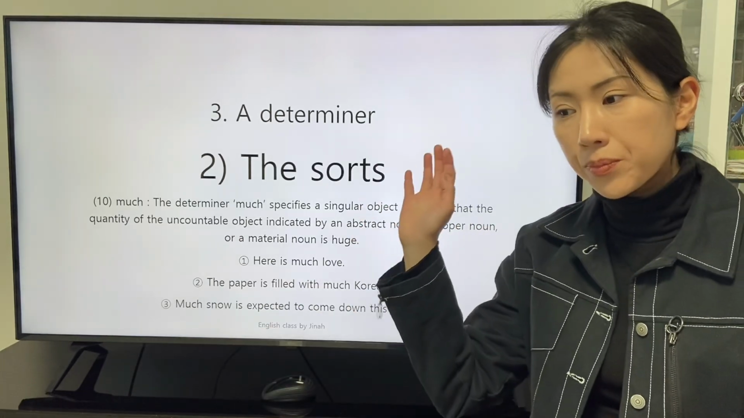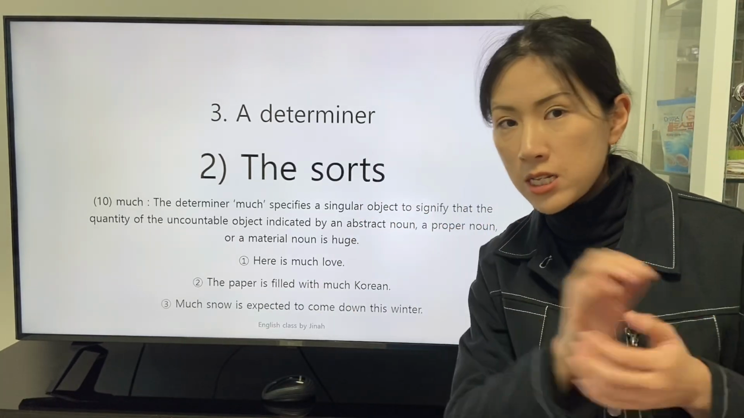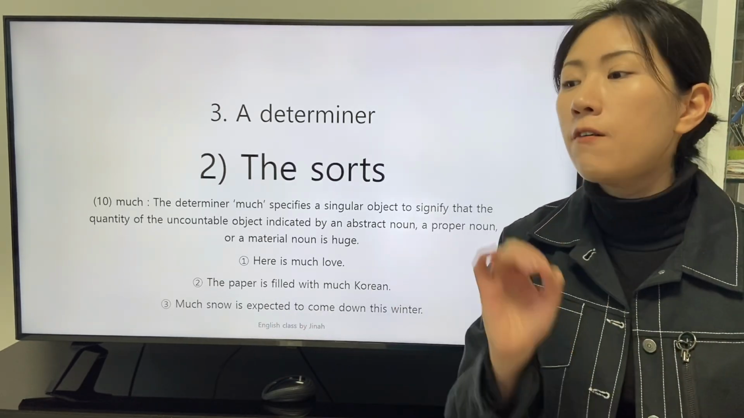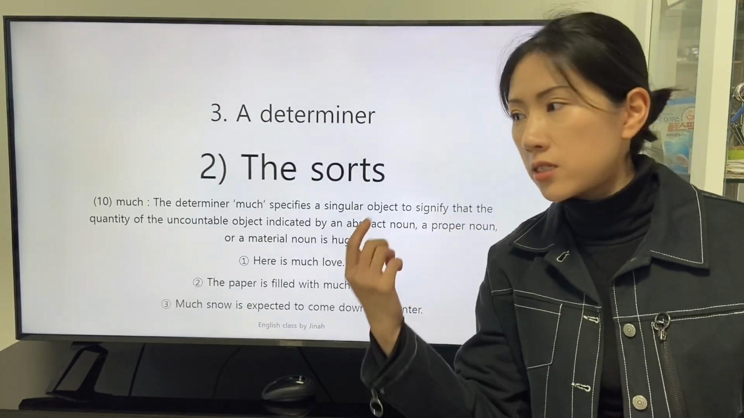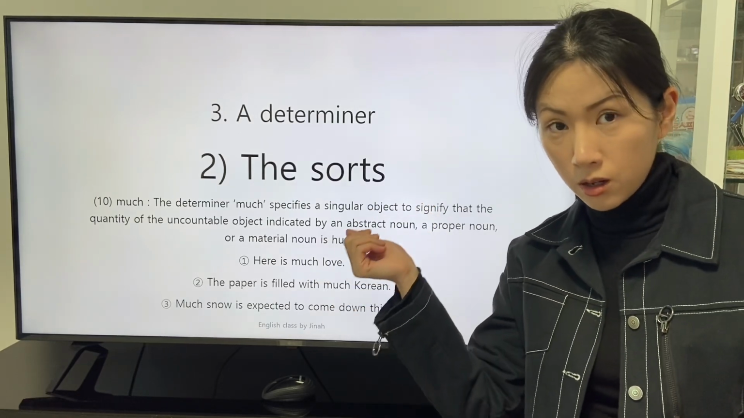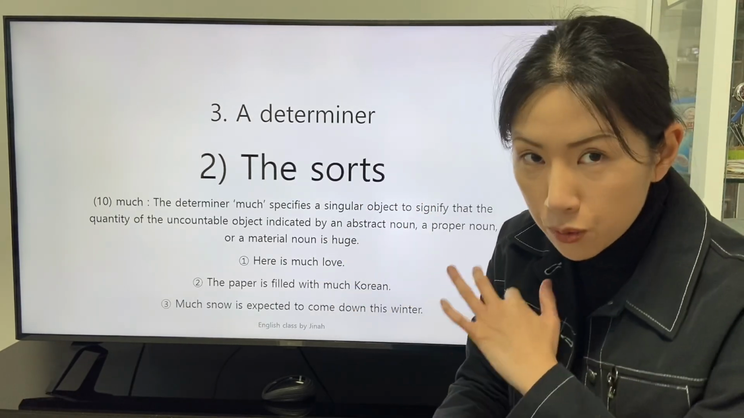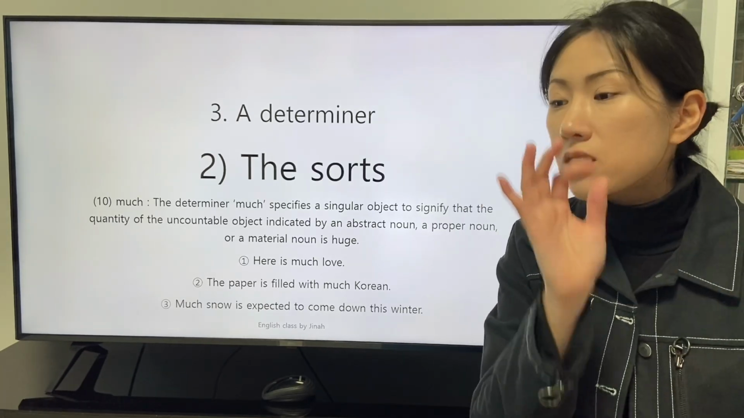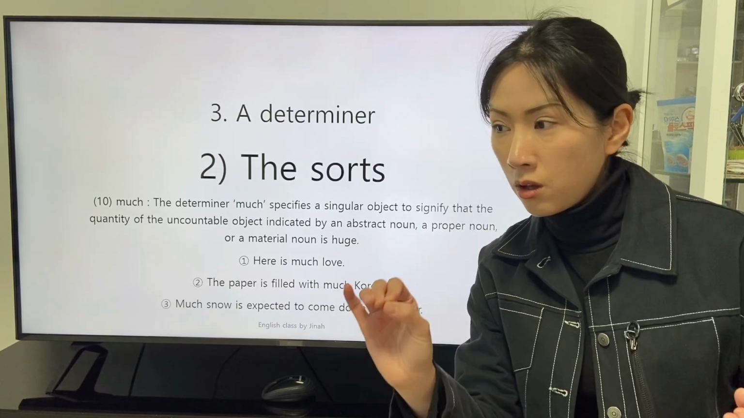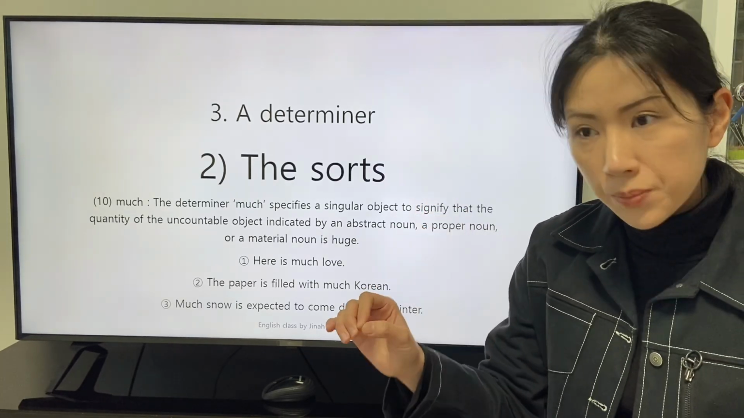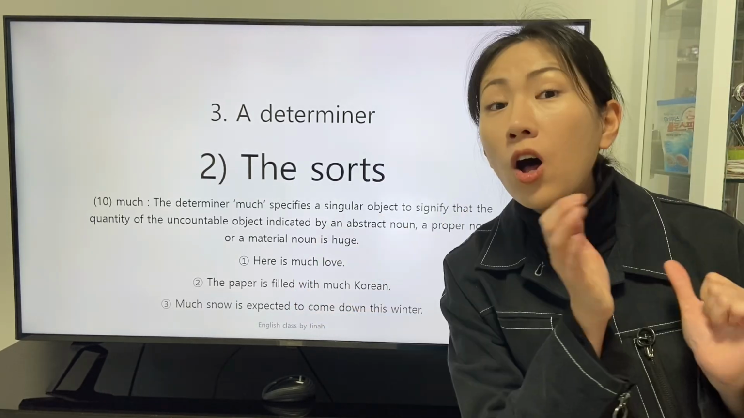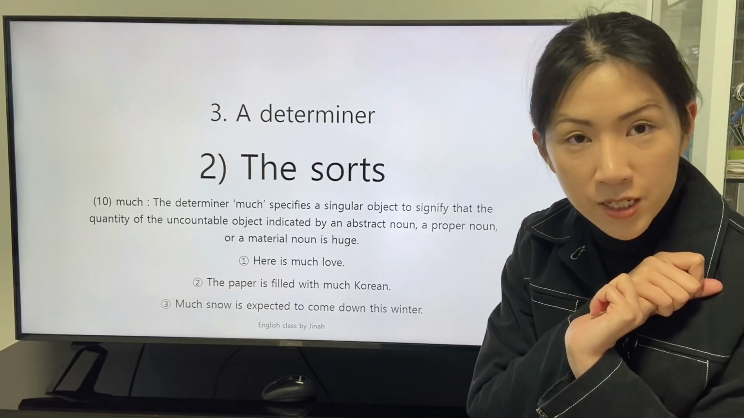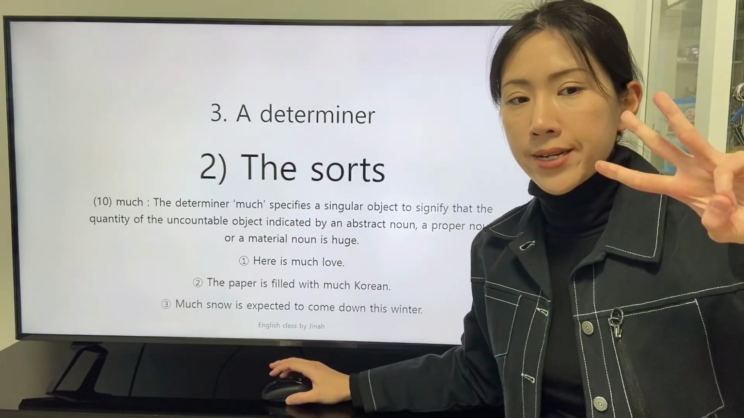The object specified by the determiner much is uncountable. The unit of the object specified by the determiner much is not agreed in a linguistic group. So the object specified by the determiner much is indicated by an abstract noun, a proper noun, or a material noun. There are 3 examples.